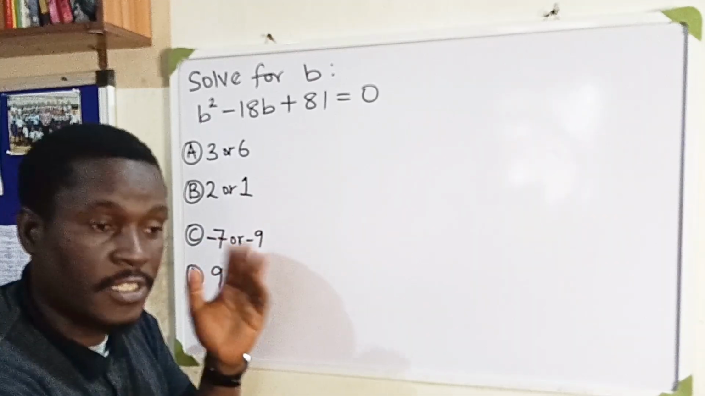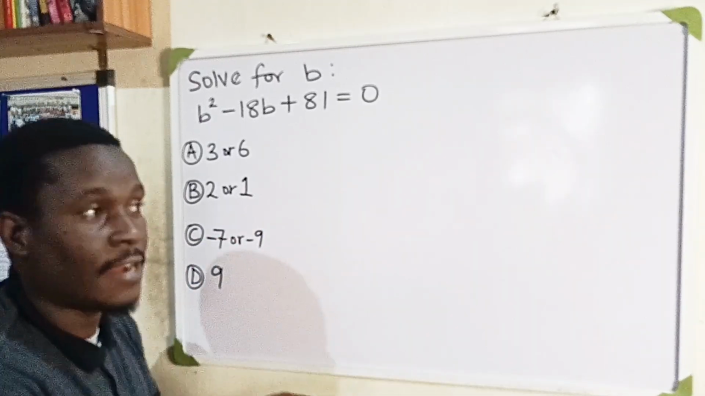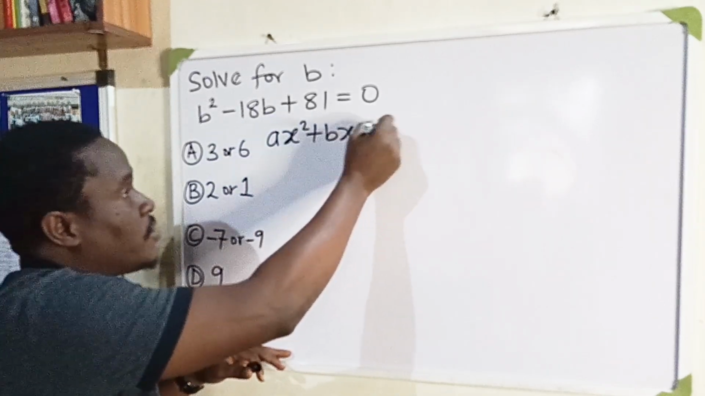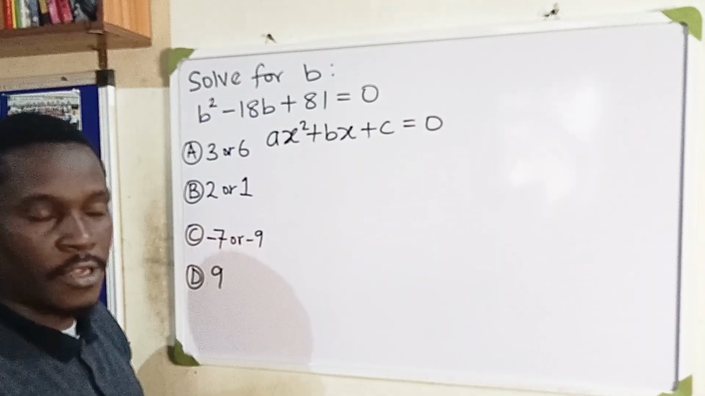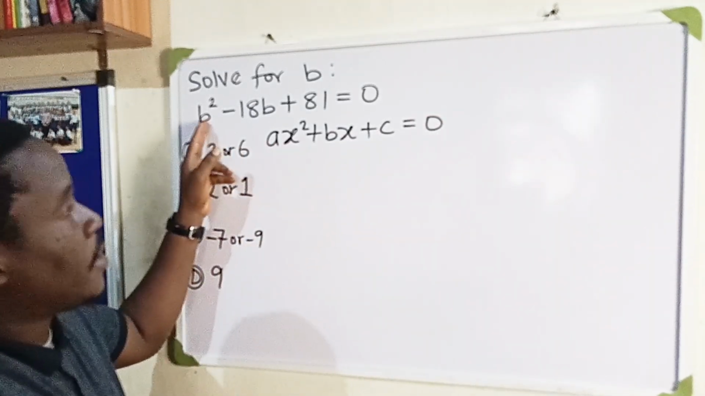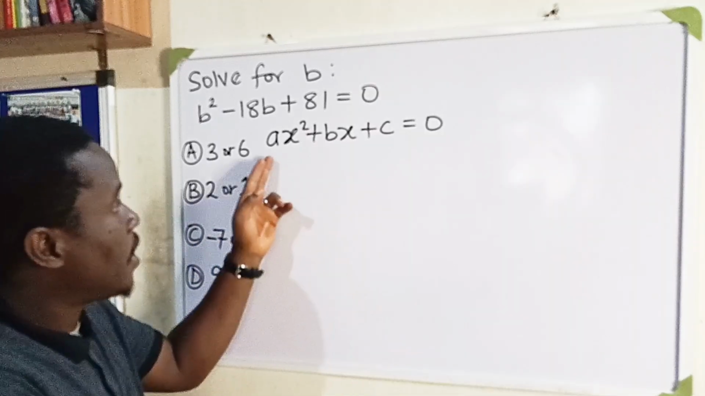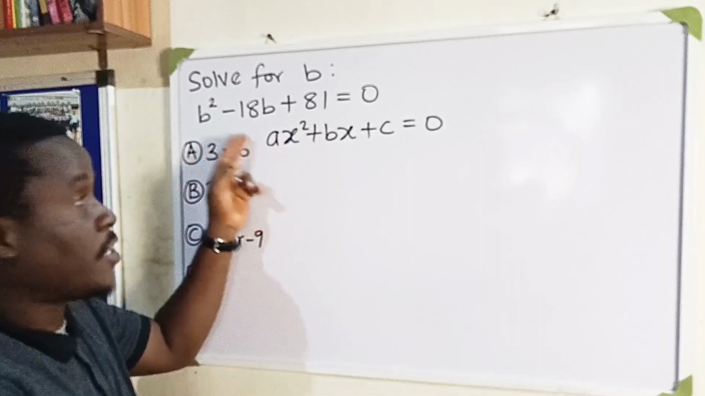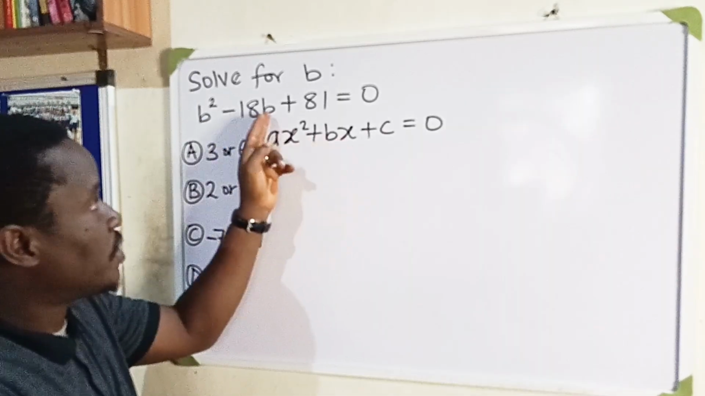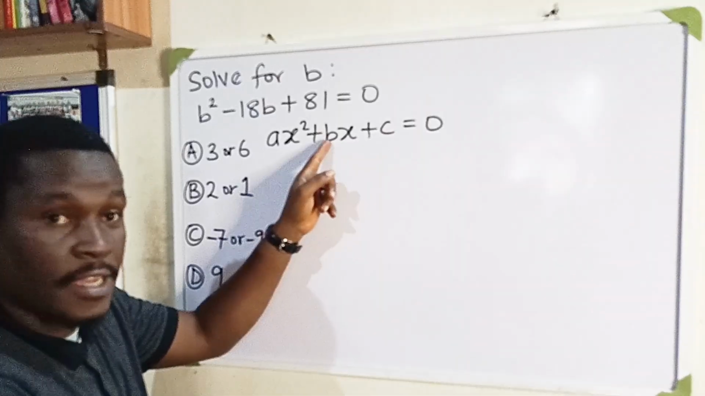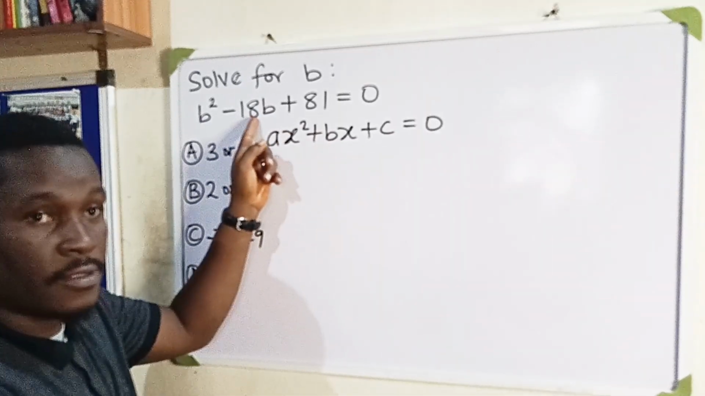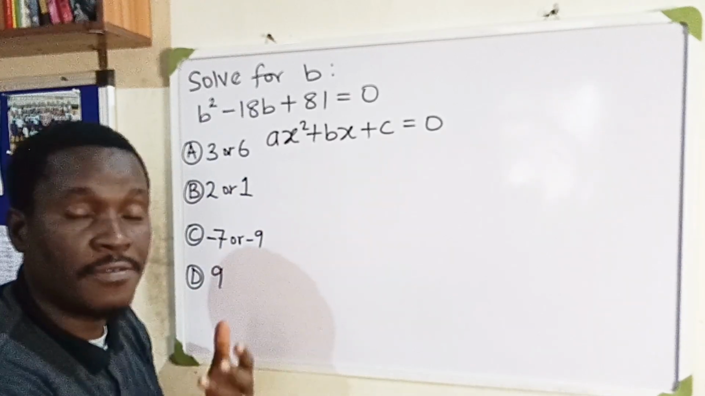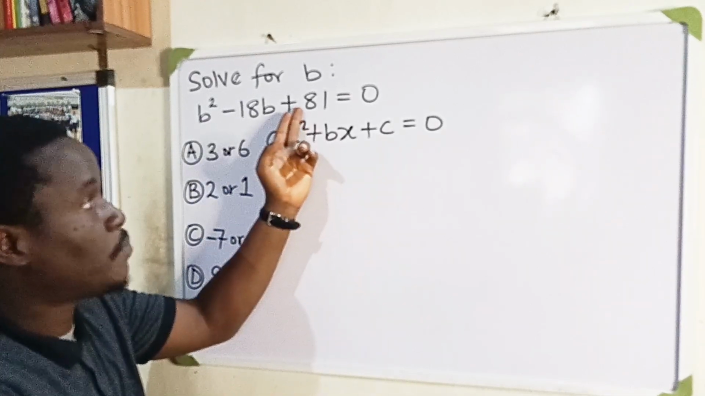While solving a quadratic equation, the first thing you need to remember is that all quadratic equations are written in the form ax squared plus bx plus c is equal to 0. Though we have x squared, x squared and b squared are the same thing. A is the coefficient of x squared, in this case the coefficient of b squared. Here we have x, which is the same thing as b, so b here is the coefficient of b, which is minus 18. And c is the number that does not have any variable attached to it. So in this question, our c is plus 81.